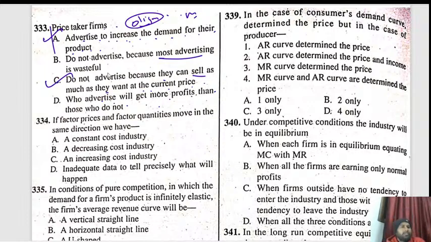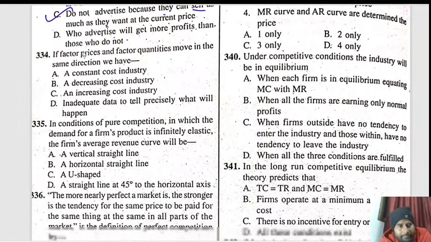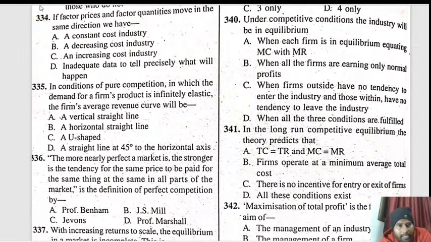Price taker firms, question 333, it is C. It is C only. Do not advertise means a perfect competitor does not advertise because they can sell as much as they want at the current price. Okay. Moving ahead. Question number 334.